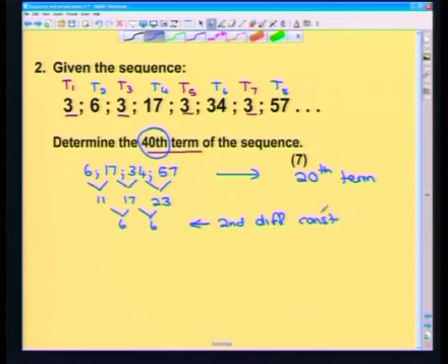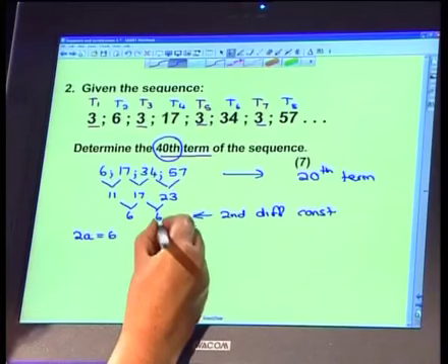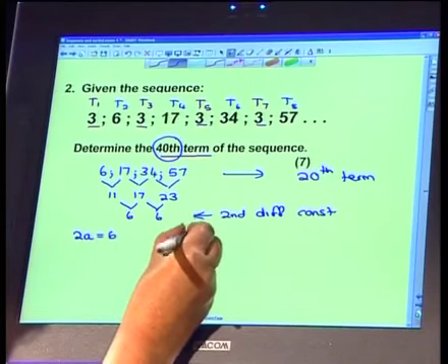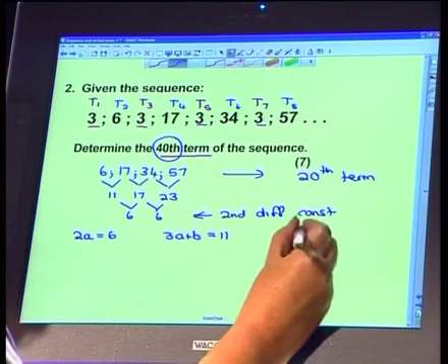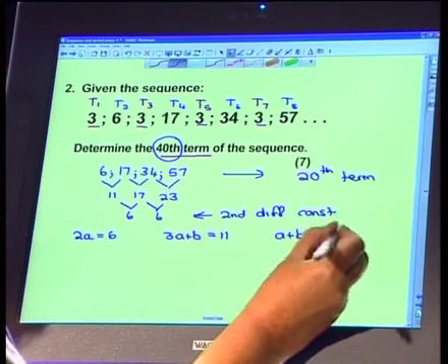Therefore, we know it's quadratic. And if we know it's quadratic, we can use those three little formulas that I've given you to make life a lot easier. So what do I know? I know that the second difference is equal to 2a. The first difference is equal to that. And the first term is a plus b plus c.